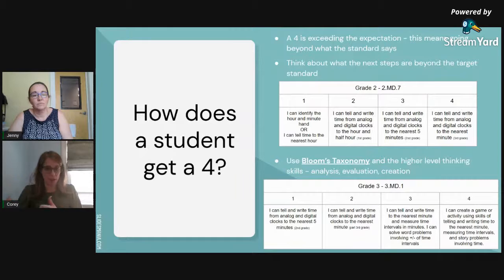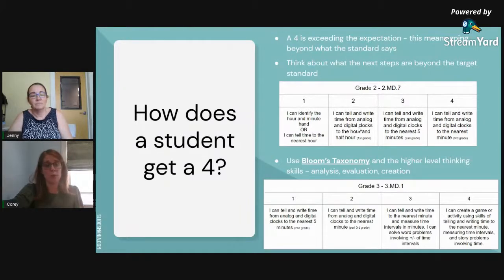What's the next step beyond that? I've given an example here for 2nd grade. The standard we're looking at is a math standard, telling time. In 2nd grade, students have to know how to tell and write time on a digital and analog clock to the nearest 5 minutes. So I plugged that right here into the 3, which is meeting. If a student can consistently tell and write time to the nearest 5 minutes, they've met that standard. And then I've gone back from there.